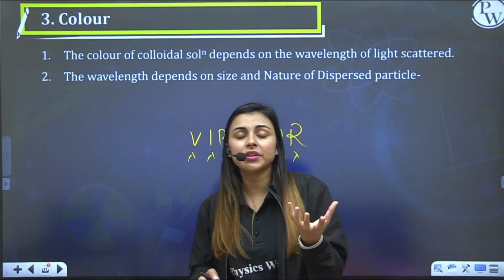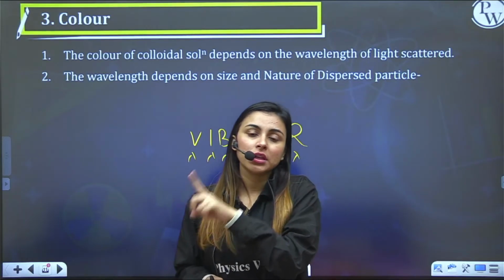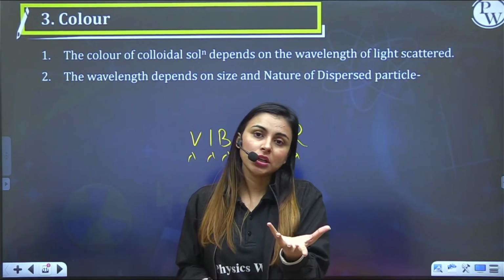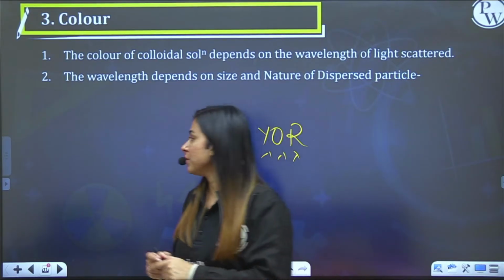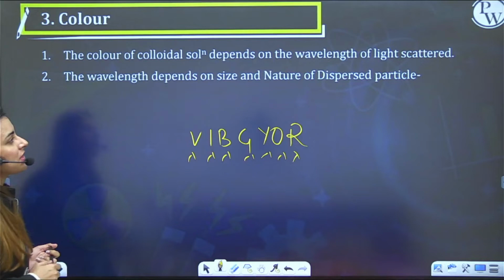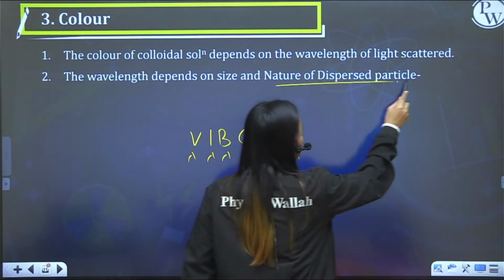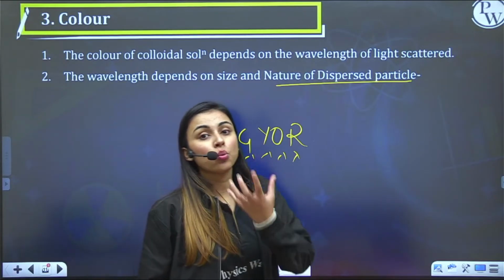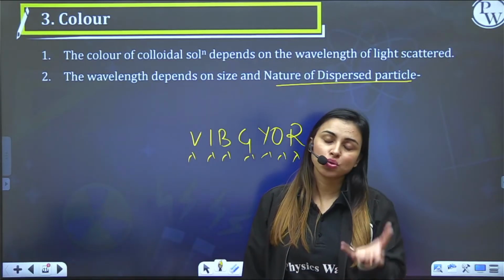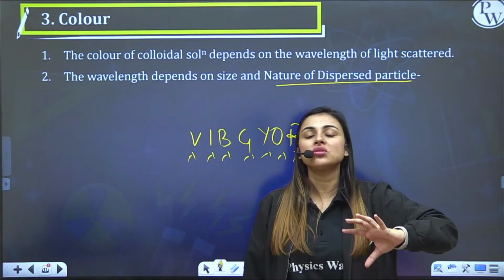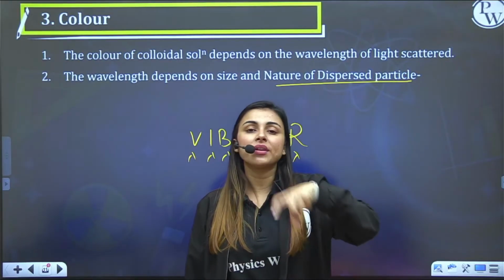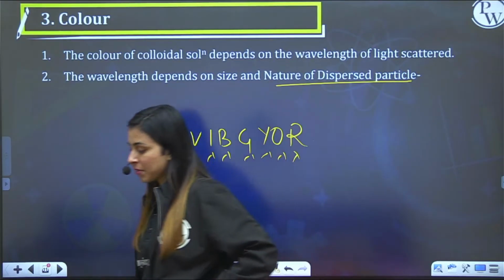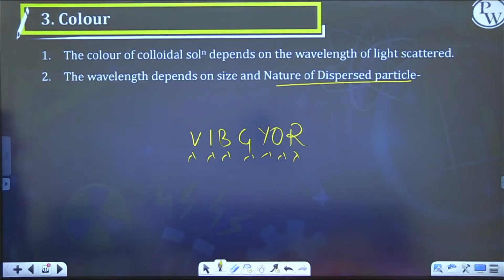So for the particular wavelength corresponding to the particular colored light, you will see that particular light. Okay, perfect. I hope you're clear with this. So you can write this: the wavelength depends on the size and the nature of the dispersed particles. Yes, the dispersed particles' size actually decides which wavelength they will scatter. So the size ranges are the most important, which will decide which wavelength they will scatter, and you will see that particular light. Okay, perfect. Please write it down and then we'll move forward.